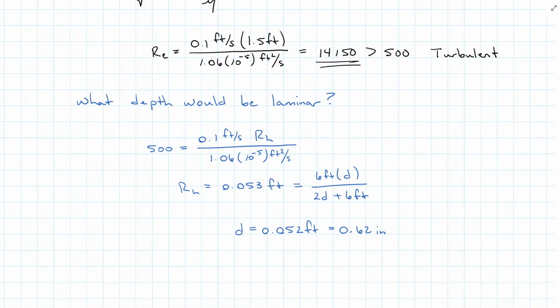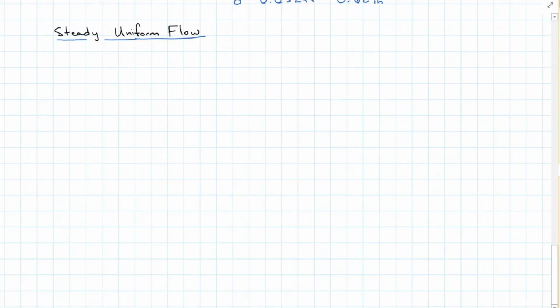which is why you can see that most of the time open channel flow is turbulent. Steady uniform flow is where velocity is constant, as well as the cross section.